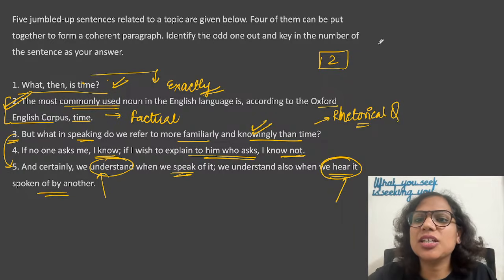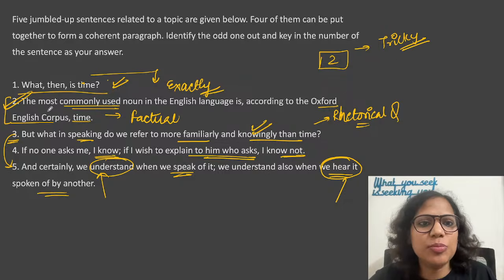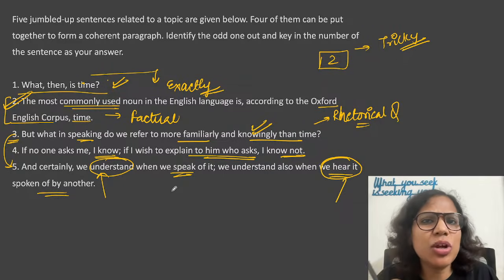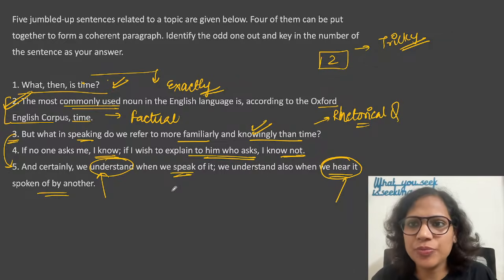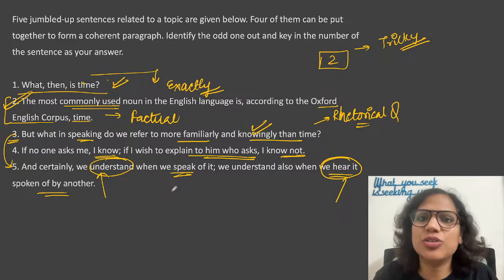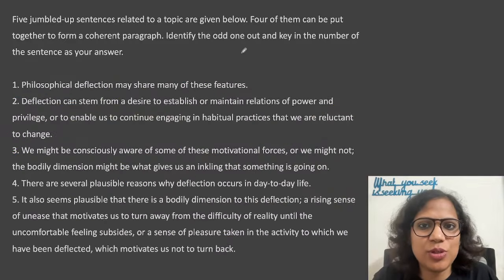Now this was a little tricky. ये था tricky वाला question, because here when you look at it, the sentences are short, the language is not very difficult, okay, but you have to really think. So that's what makes it tricky. ठीक है? चलो, let's have a look at this one.